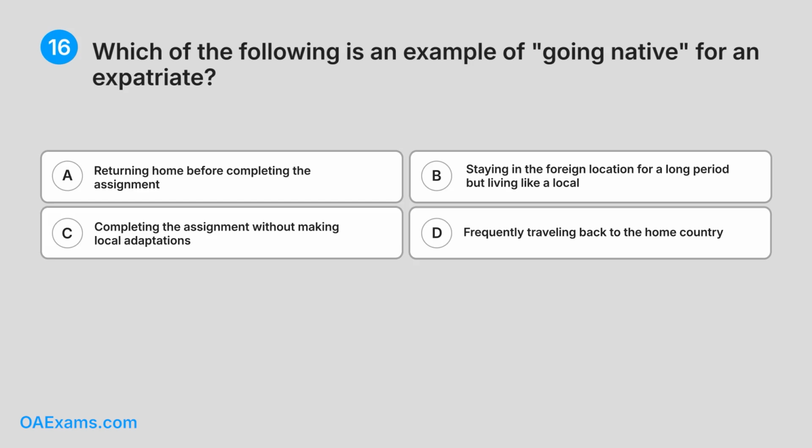16. Which of the following is an example of going native for an expatriate? A. Returning home before completing the assignment. B. Staying in the foreign location for a long period but living like a local. C. Completing the assignment without making local adaptations. D. Frequently traveling back to the home country. Can you guess the answer?